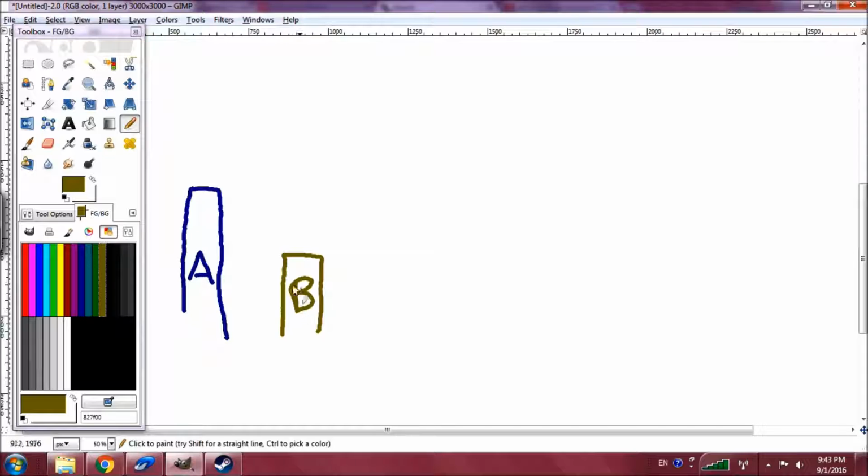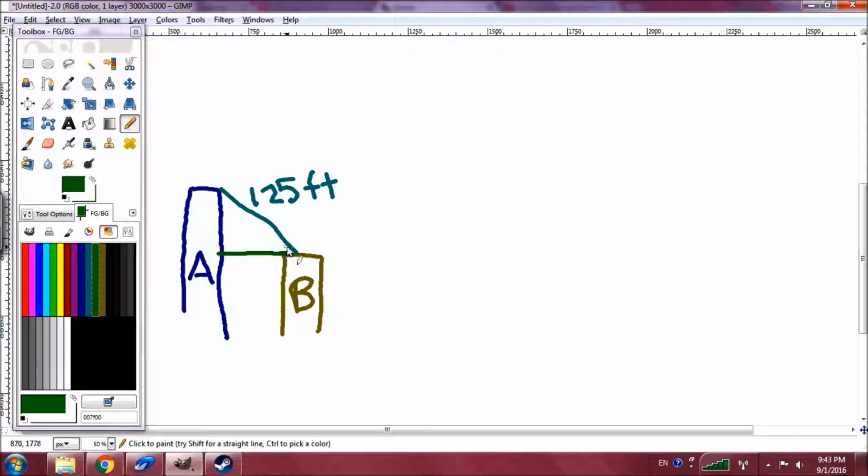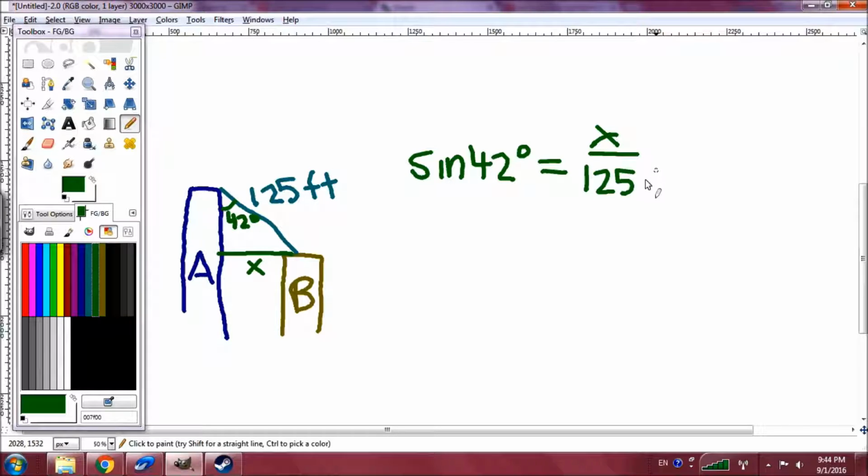Alright, so there's building A and building B. The zip line is 125 feet of steel cable, and the angle of decline is 42 degrees. So with this, I'm gonna use the sine function. The sine of 42 degrees equals the opposite, since we're looking for the distance of the two buildings apart. The opposite, which is x, over the hypotenuse, which is 125 feet.